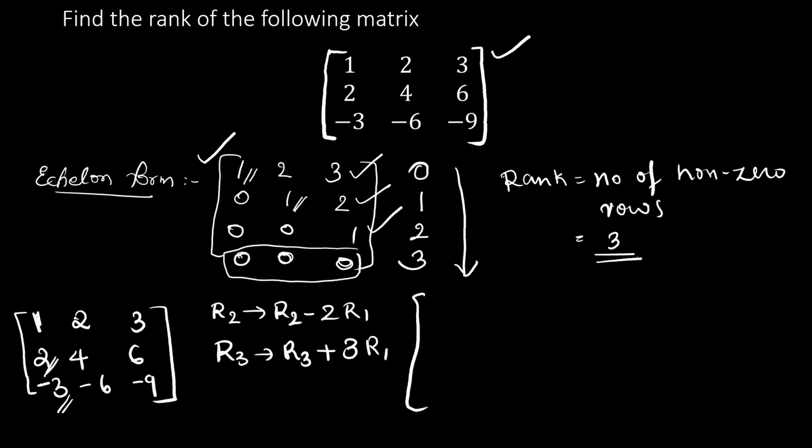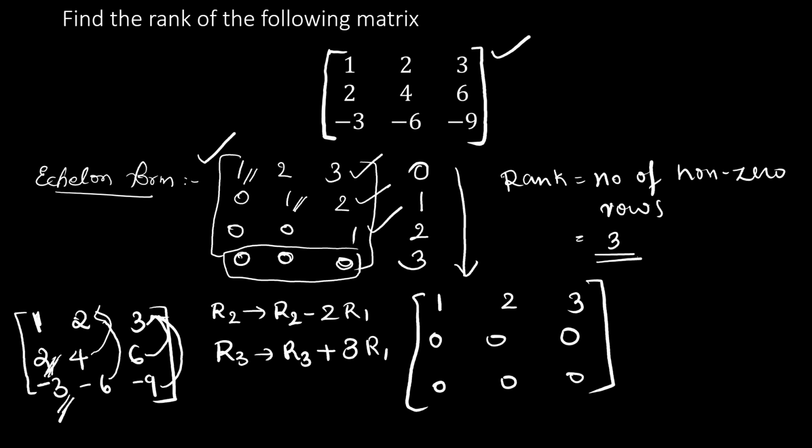Okay, so this becomes 1, 2, 3 and the first two digits become 0. And the next terms will be, here it will be 4 minus 2 into 2, this is 0. This is 6 minus 3 into 2, which is again 0. This is minus 6 plus 3 into 2, 0. Minus 9 plus 3 into 3, again 0. So this matrix is now in echelon form. Now how many non-zero rows are present? 1. Therefore, rank of this matrix is equal to 1.